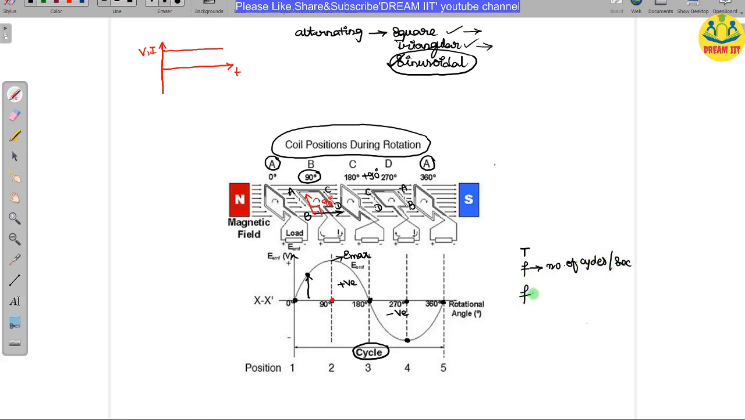Frequency and time period are inversely proportional. Frequency is measured in hertz, and time period is normally measured in seconds. This is terminology which is very useful for alternating voltages. This is the maximum value, and here you will have one more maximum value, but it is a negative maximum, which we write as minus Emax.